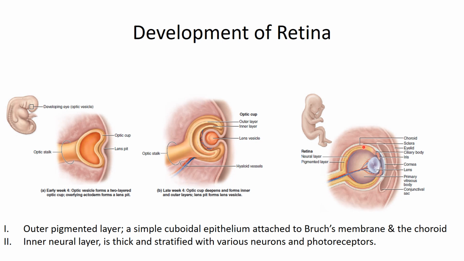The outer layer contributes to the outer pigmented layer, which is a simple cuboidal epithelium attached to the choroid and Bruch's membrane, and the inner layer forms the neural layer, which is thick and stratified with various neurons and photoreceptor rods and cones. We will discuss these one by one.